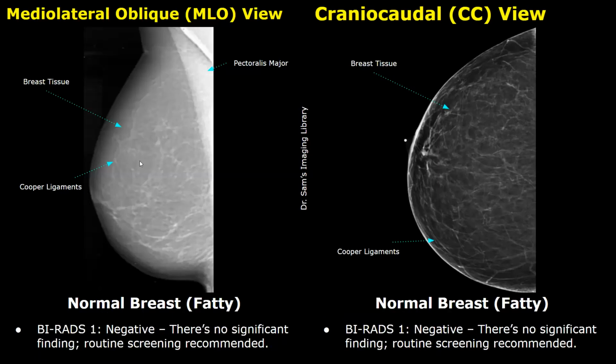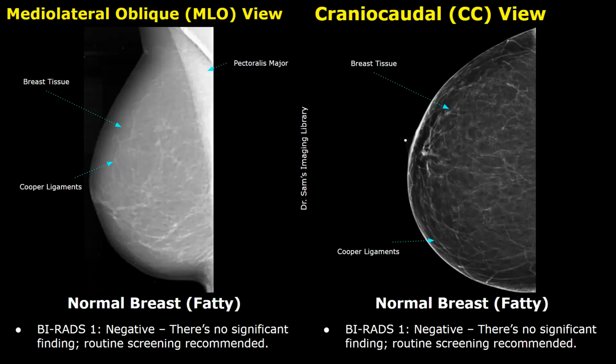BI-RADS stands for Breast Imaging Reporting and Data System. It is a standardized reporting system used to categorize mammographic, ultrasound, and MRI findings based on their severity. It has 7 categories from 0 to 6.